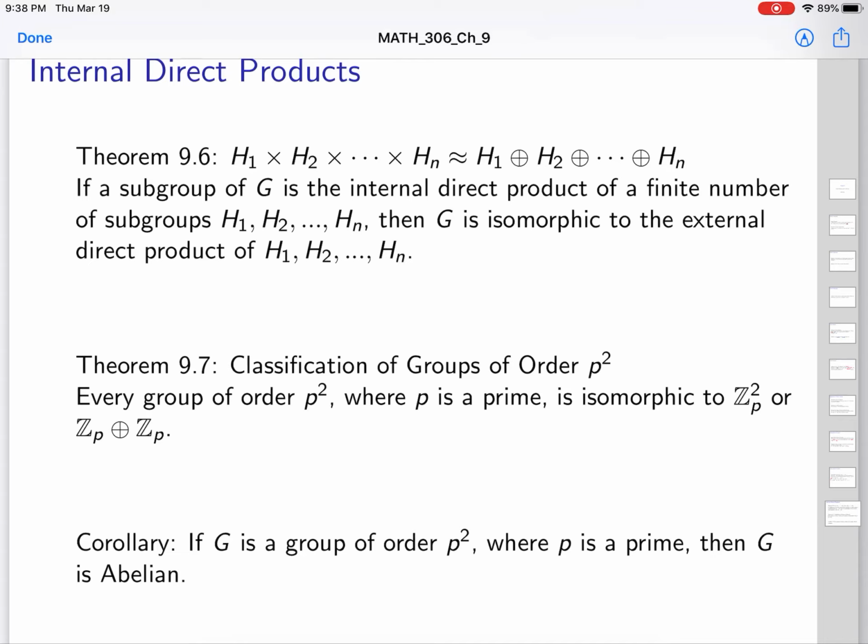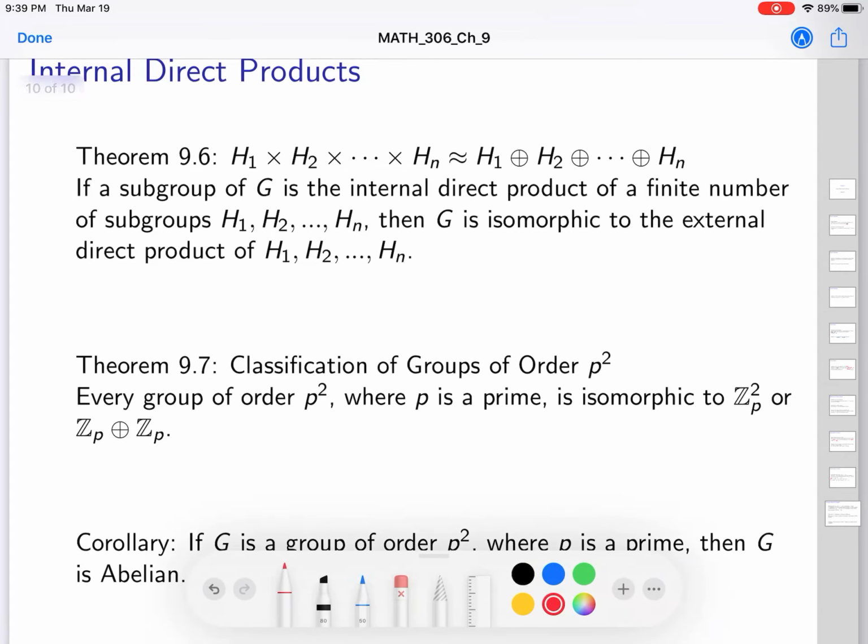So, Theorem 9.6, if G is the internal direct product of a finite number of subgroups, H1, H2 through Hn, then G is isomorphic to the external direct product of H1, H2, all the way up to Hn. So here we're seeing some sort of connection between internal direct products and external direct products, which is kind of nice for us, because we know a decent amount about our external direct products.